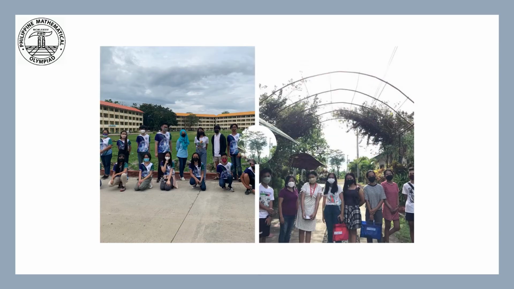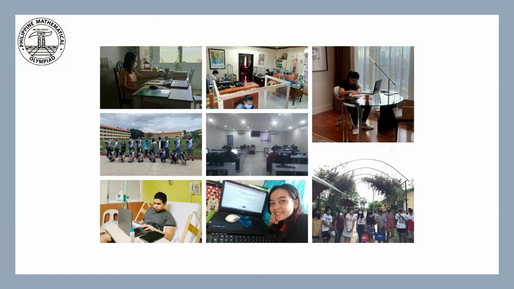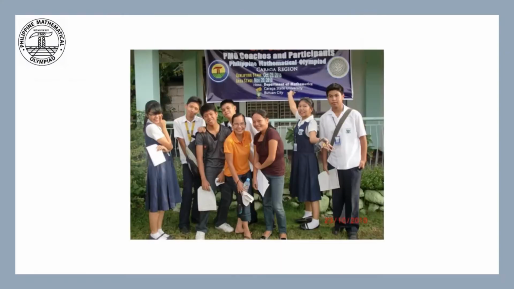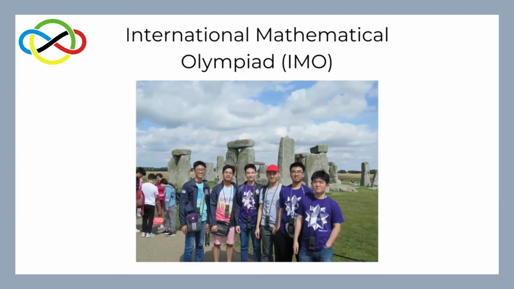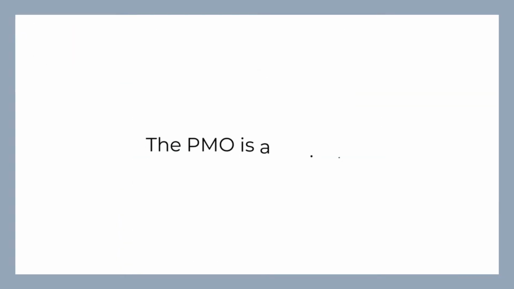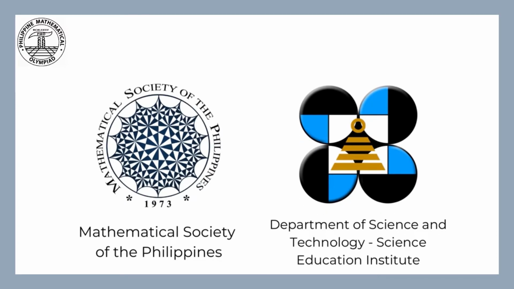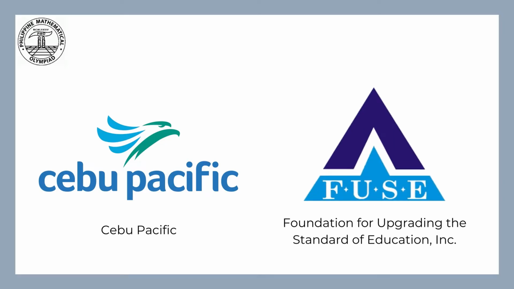Now, in its 25th year, its silver anniversary, the Philippine Mathematical Olympiad is going back on site in various test centers across the country after 2 years of online competitions. After its trial run in 1984, it was officially launched in 1986 and has been held annually since 2007. The country's contestants to the International Mathematical Olympiad are chosen from the top students who compete in the Philippine Mathematical Olympiad. The PMO is a project of the Mathematical Society of the Philippines and the Department of Science and Technology Science Education Institute, with official airline partner Cebu Pacific, and major sponsor Foundation for Upgrading the Standard of Education Incorporated.